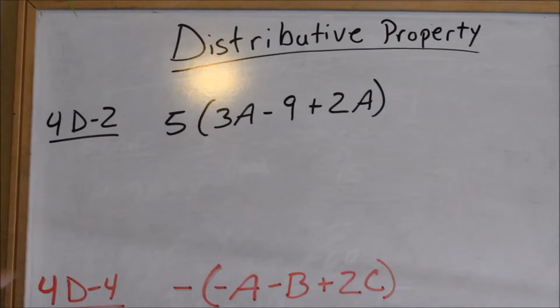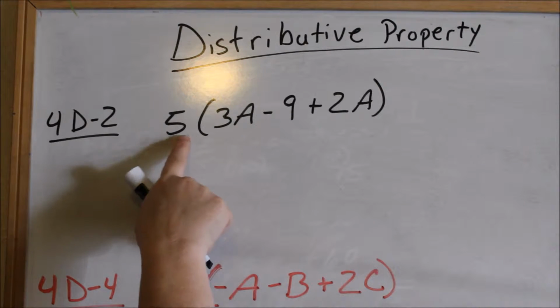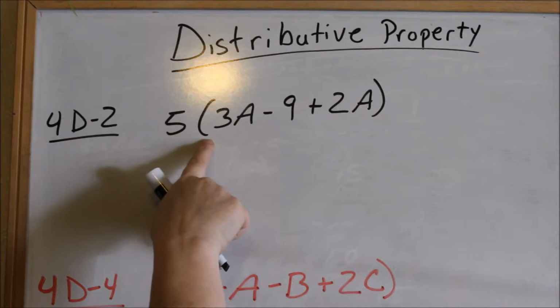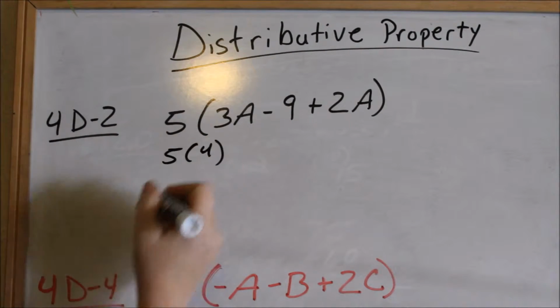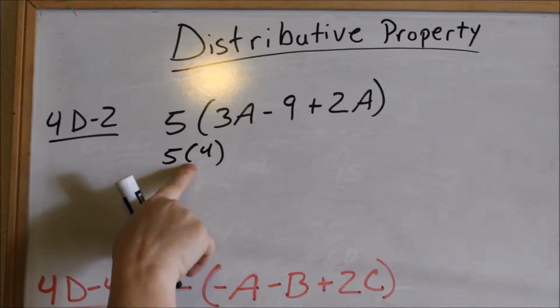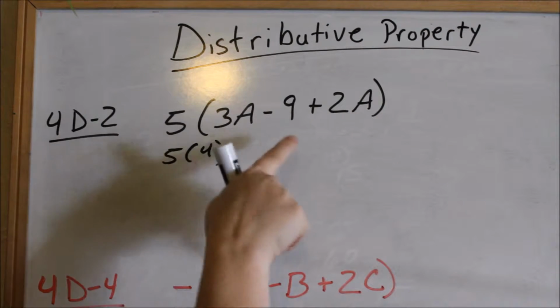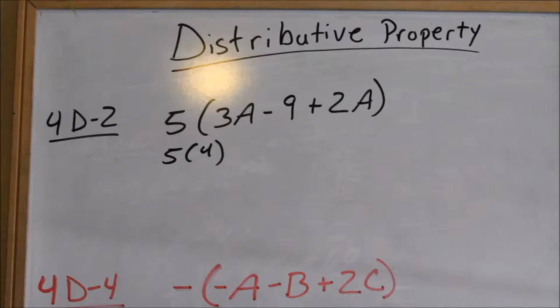Okay, today we're going to be doing distributive property. Distribute means to multiply to everything in the parentheses. When you see a number in front of the parentheses, remember parentheses implies multiplication. Like if I saw 5 times 4, that implies multiplication. So this implies 5 times everything that's in that parentheses.